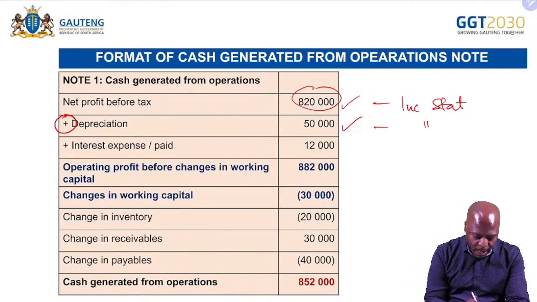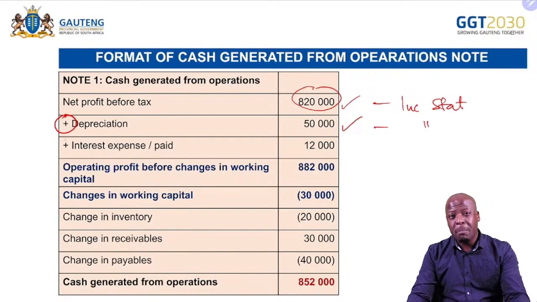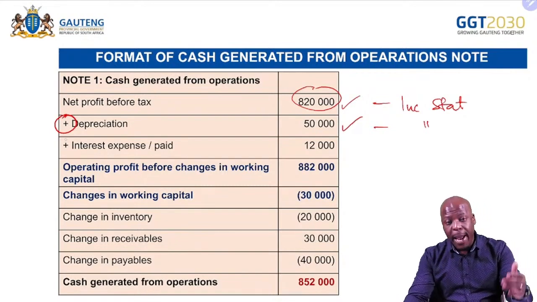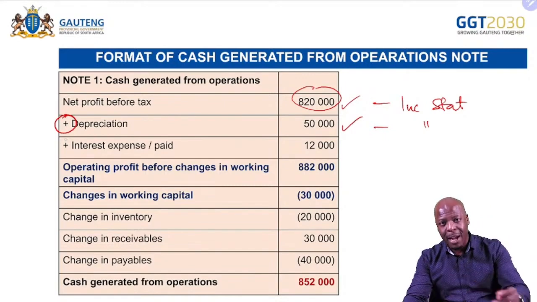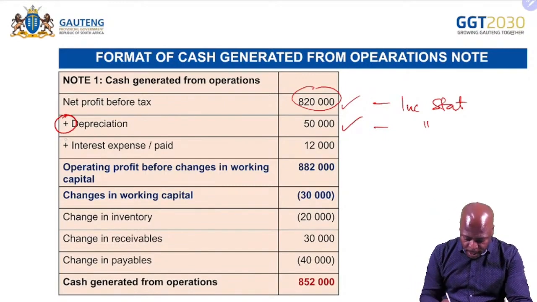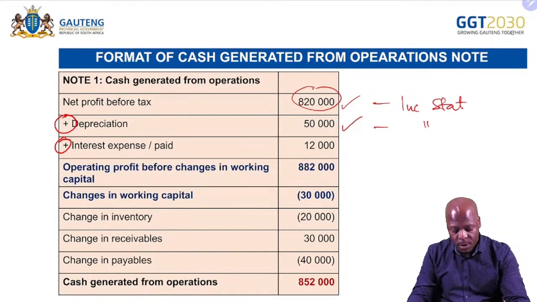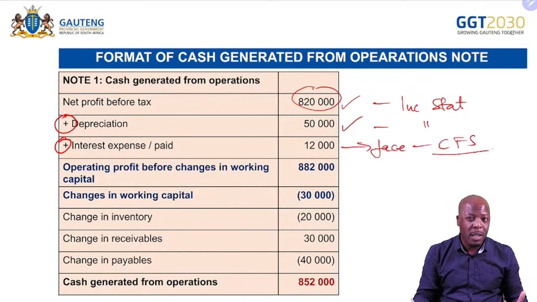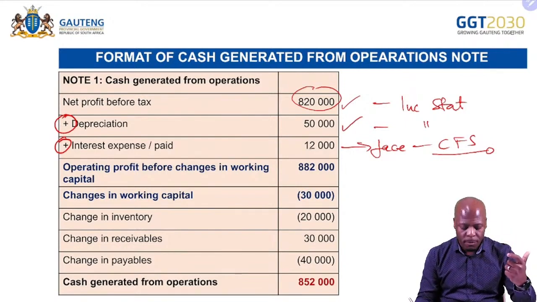And the next item that I add back is what we call interest expense. Reason being, the interest is going to be shown on the face of the cash flow statement. So I add it back so that I can show it on my cash flow statement properly. And if I say my 820 plus my 50 plus my 12,000, I'm adding these three figures. It should then give me my 882,000, which is what I call operating profit before changes in working capital. Terminology is very important. You need to know the format of this thing. With your eyes closed, you need to picture it, you need to see it perfectly.